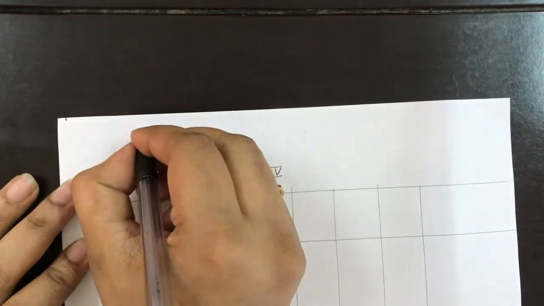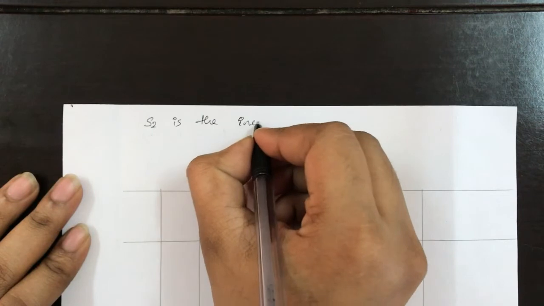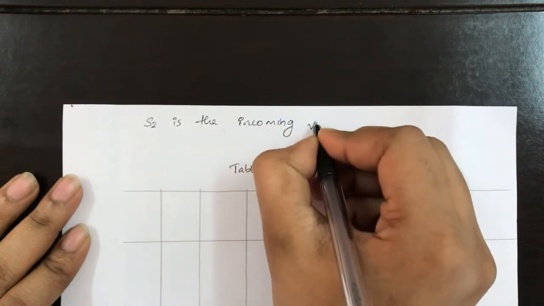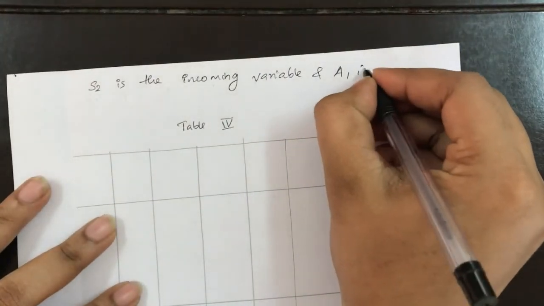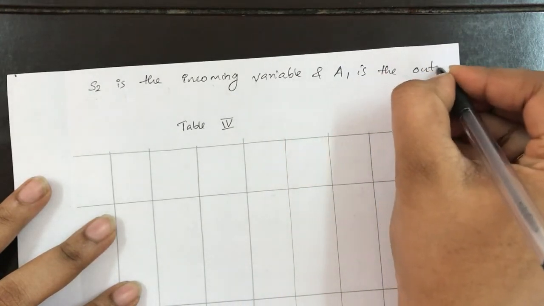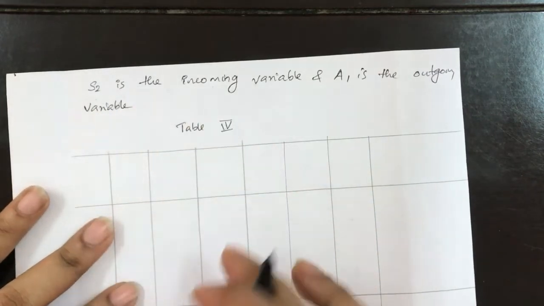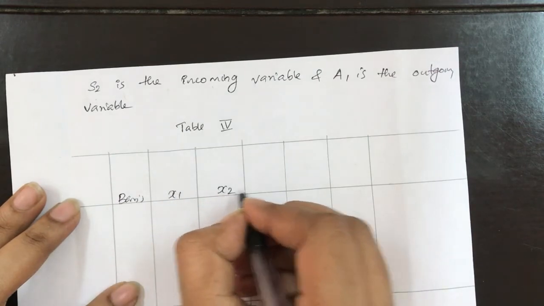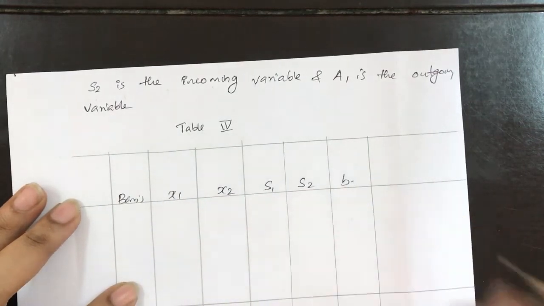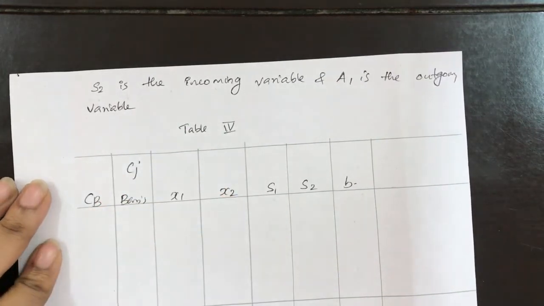So S2 is the incoming variable and A1 is the outgoing variable. So simplex table 4 will be like that: x1, x2, s1, s2, b. No column A1. Your basis, your Cj values.